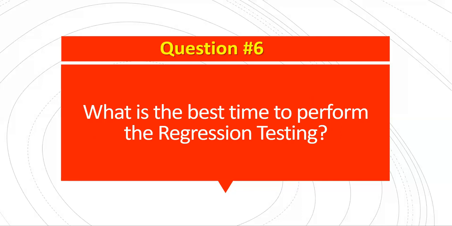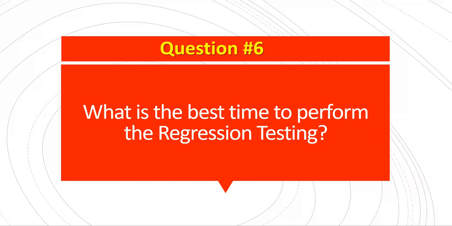So here, whenever there are some changes in the build or module, and suppose when you report some defects to the developer and the developer fixes those defects, those fixes will impact some other dependent functionality or areas. So we have to test them. We must test those areas. The best time, in the sense, is as soon as the developer has changed something, we have to conduct the regression testing. So that's the main criteria.